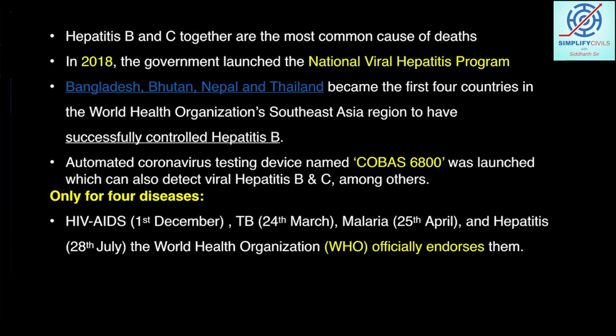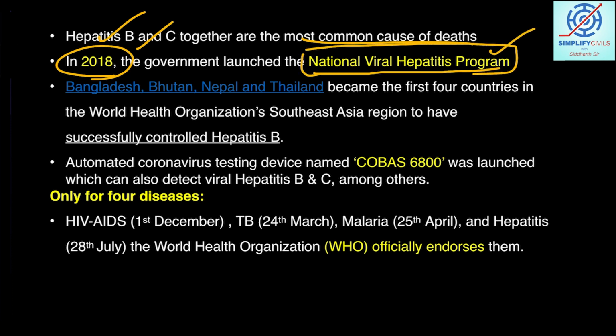Okay, let's go ahead. Hepatitis B and C together are causing major deaths. I've already told you that in 2018 the government of India launched a program called the National Viral Hepatitis Program. Very important, you can use this as an initiative taken by the government for hepatitis. With respect to nearby neighboring countries like Bangladesh, Bhutan, Nepal, Thailand, we can say that these are the first 4 WHO Southeast Asian countries which have successfully controlled hepatitis.